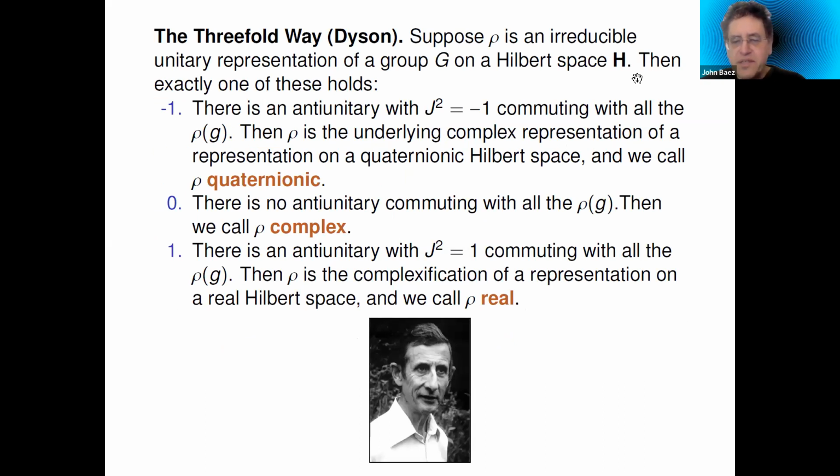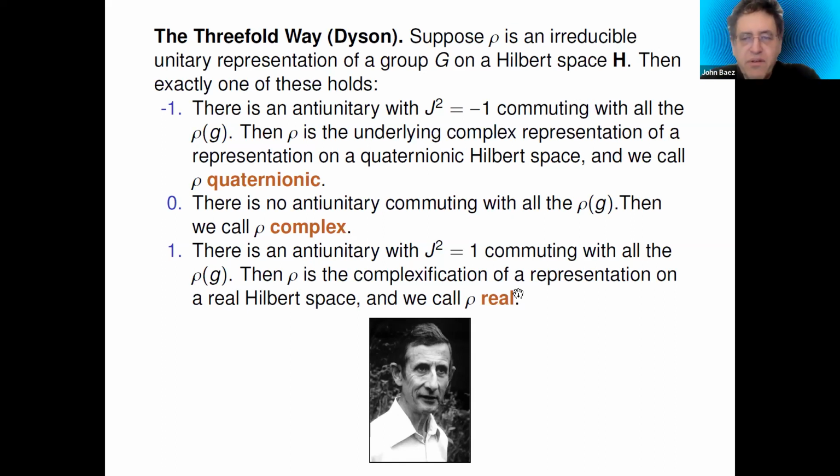anti-unitary operators that commute with every operator rho of G, when rho is a... sorry, I'm trying to mess around with my controls here. I did the wrong thing. Let me do what I actually wanted to do. Okay.